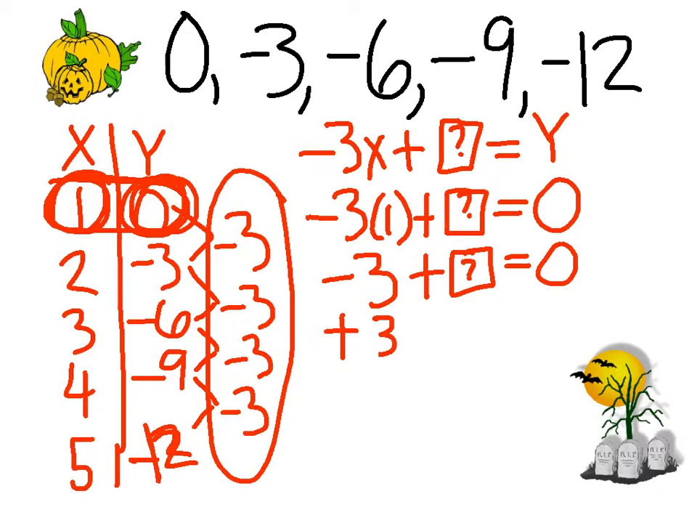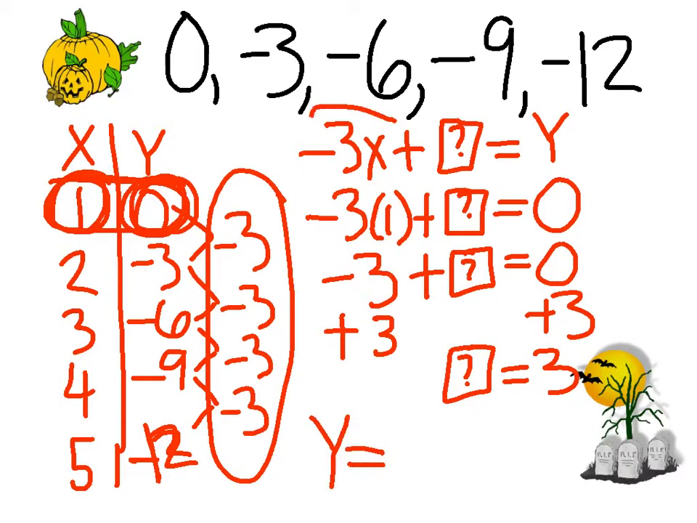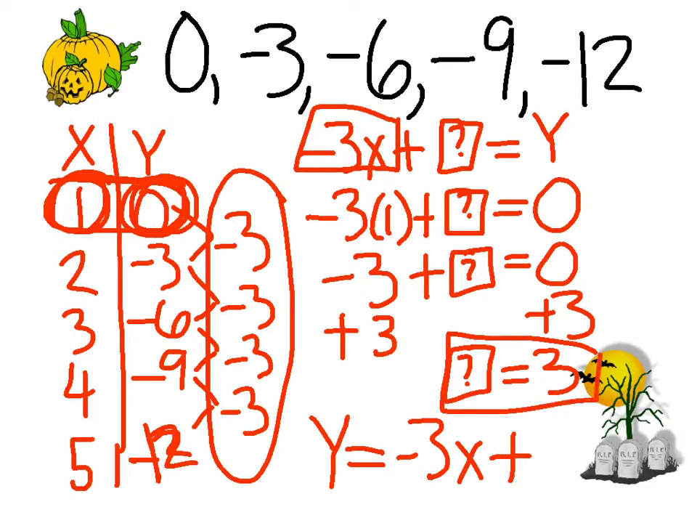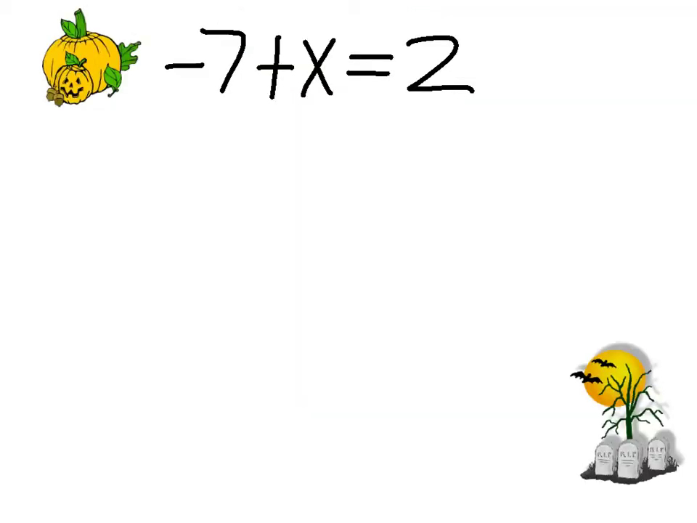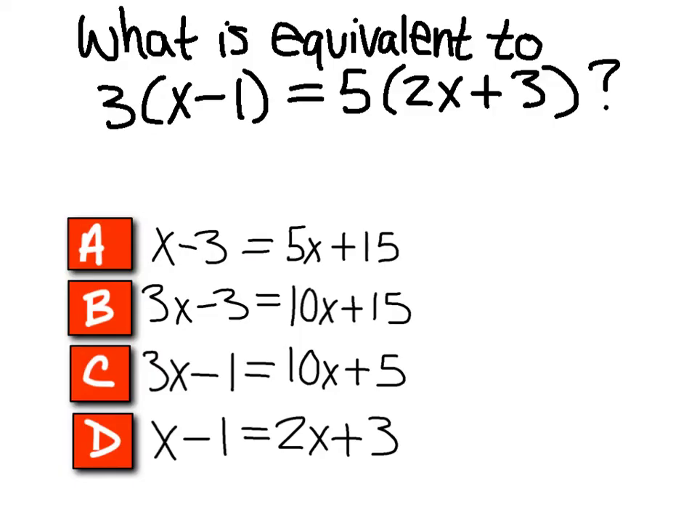When we solve, we add 3 to both sides. So our number is going to be equal to 3, which means our function will be y is equal to negative 3x plus whatever our number is, which is positive 3. So negative 3x plus 3 should be your answer. Alright, answer for the bonus is 9. Okay, go ahead and write it down and drop it off.